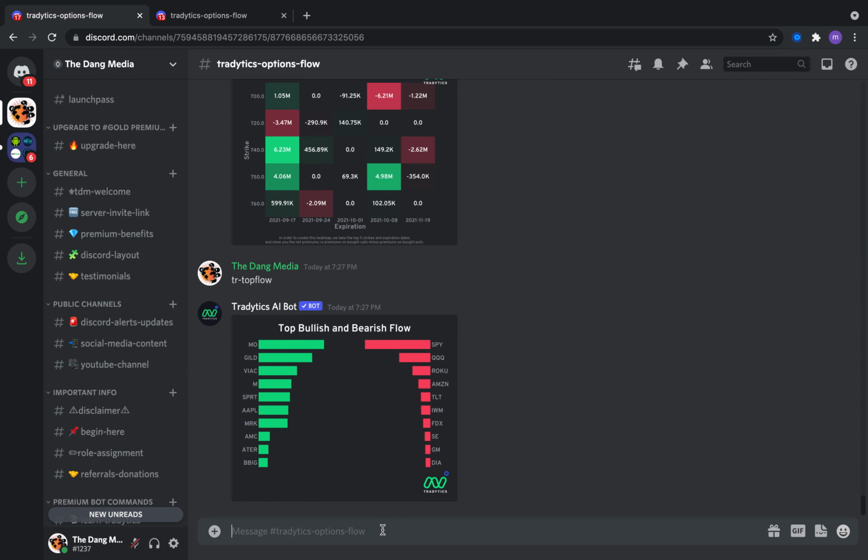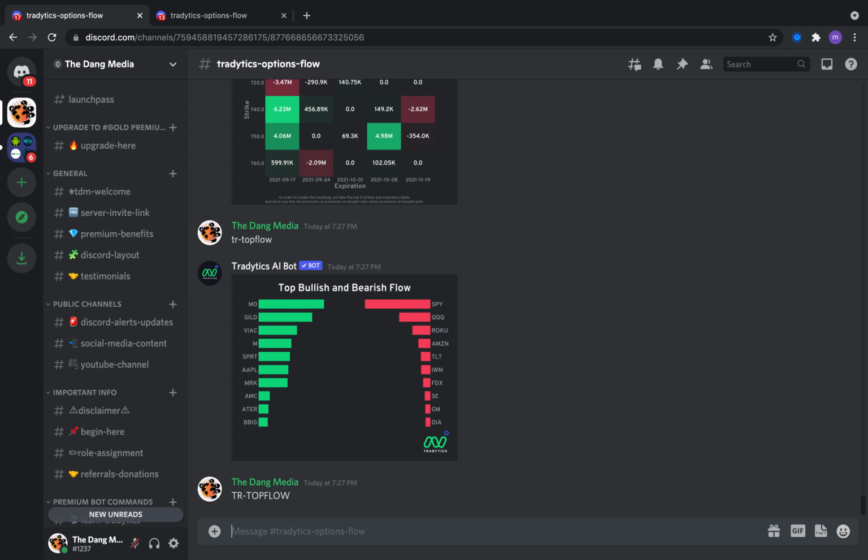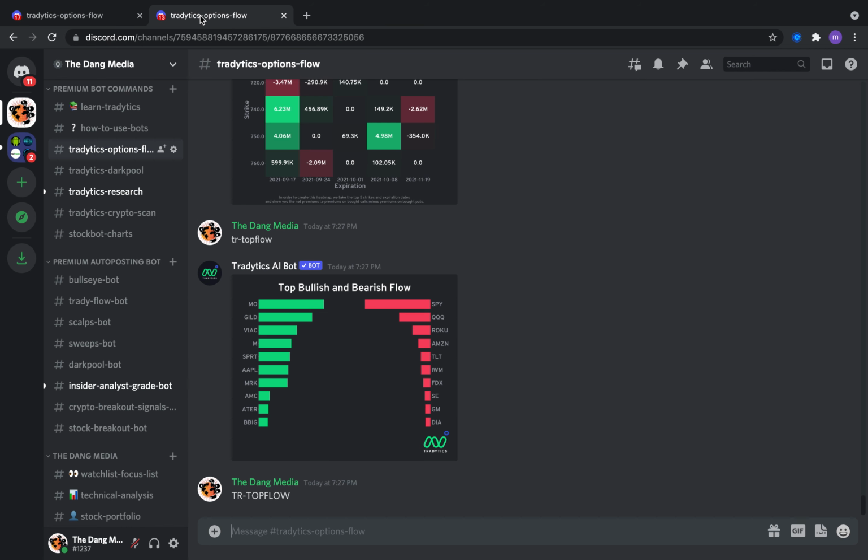I'm pretty sure if you do all caps, it won't work. TR top flow. Yeah, so if you do all caps, it won't work. So just do all lowercase, and it has to be exactly the same.